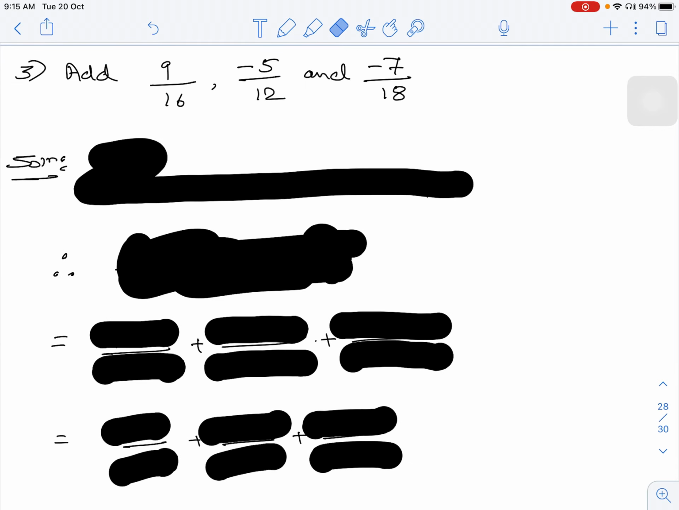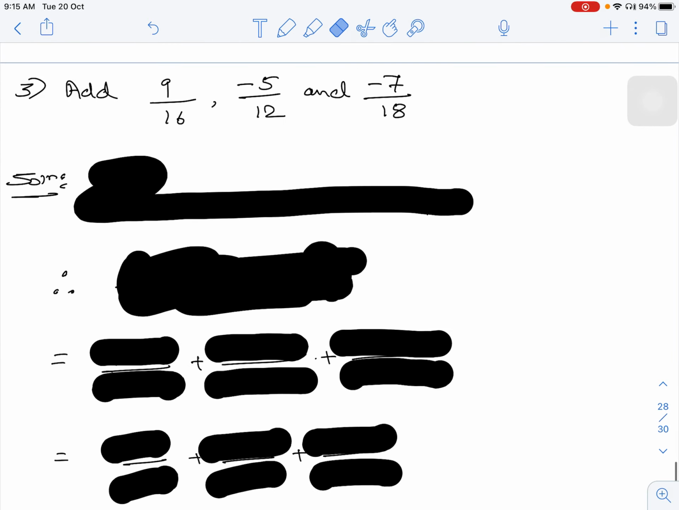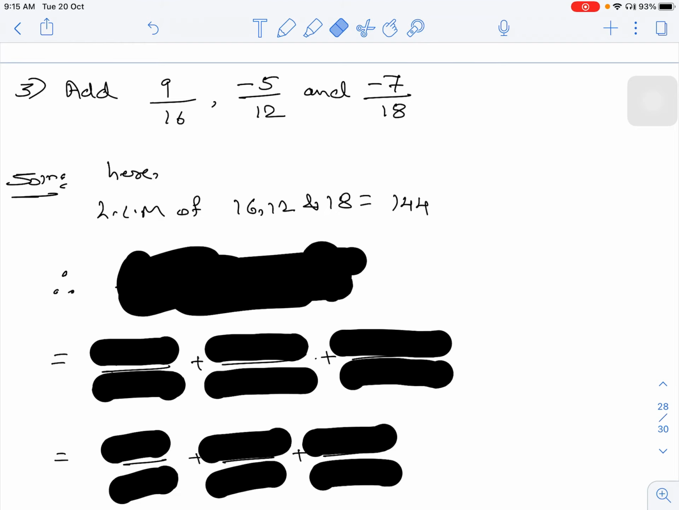Next example. Here we have to add three different numbers, that is 9 upon 16, minus 5 upon 12 and minus 7 upon 18. Again the same condition, that we have to make the denominators the same. To do that, first we will find the LCM of 16, 12 and 18. So the LCM of 16, 12 and 18 is how much? 144.